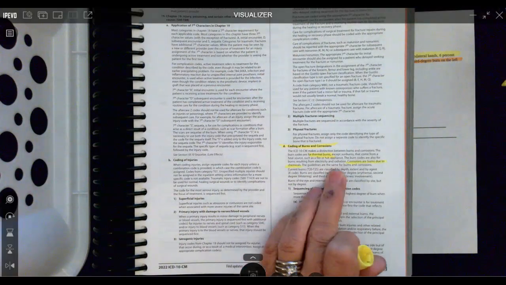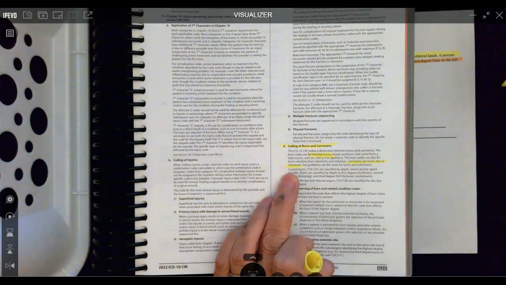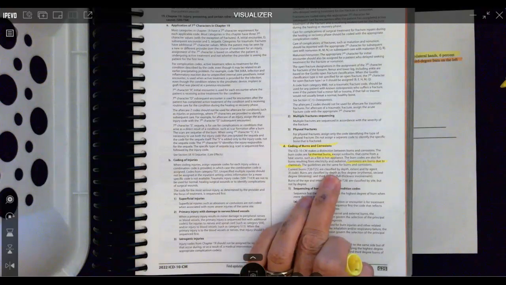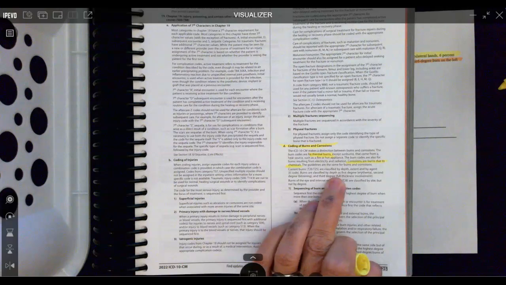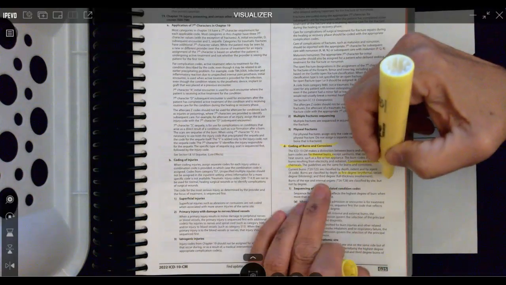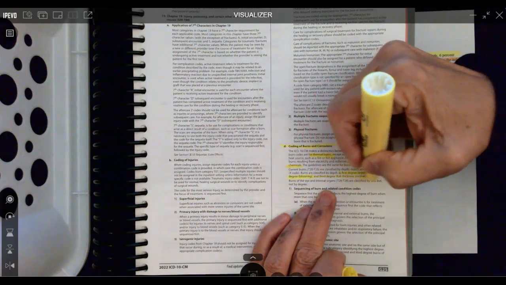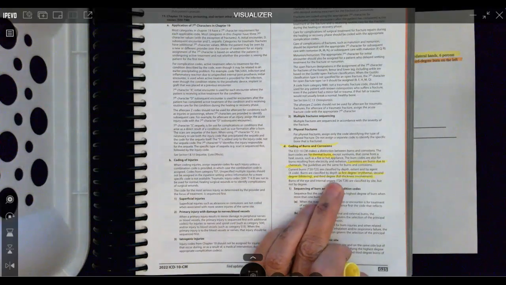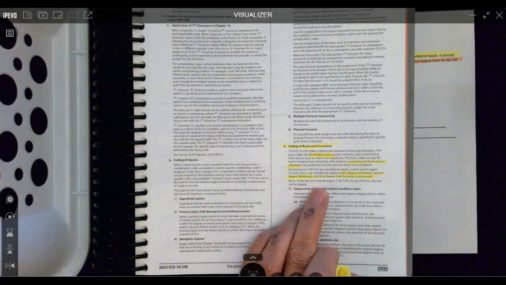Okay, the guidelines are the same for burns and corrosions. Current burns are classified by depth, extent, and by agent. Burns are classified by depth as first degree. You might highlight this too. Second degree, blistering, and third degree is full thickness involvement. There might be a question on the CPC exam asking you what the different levels are. So if you have that highlighted, it's easier to find.